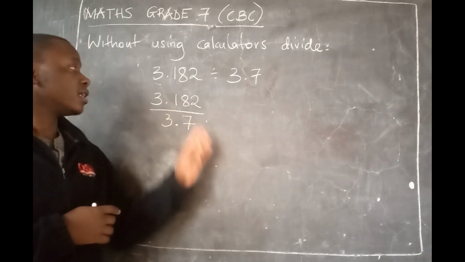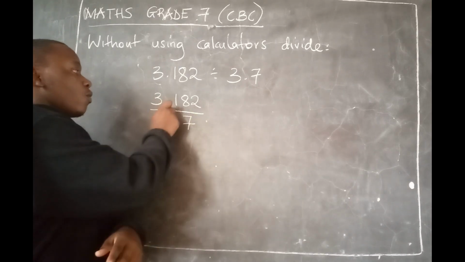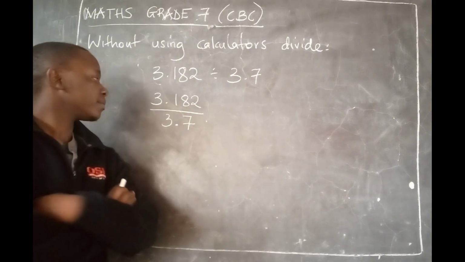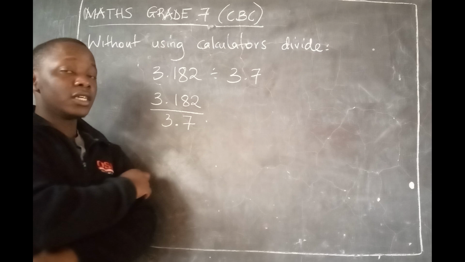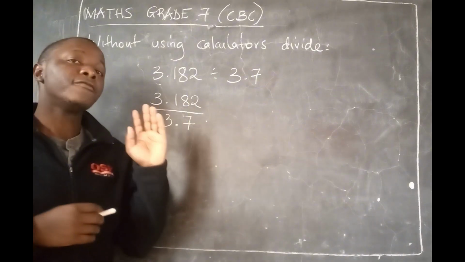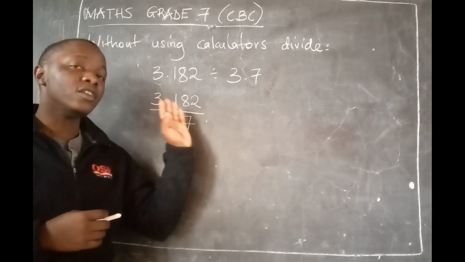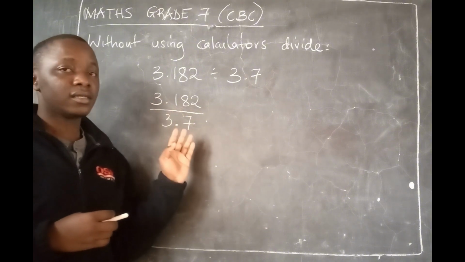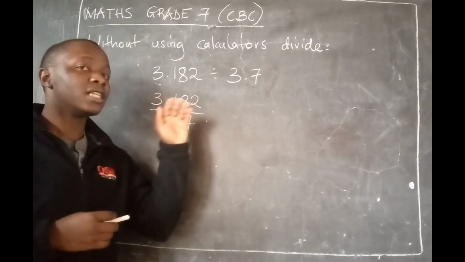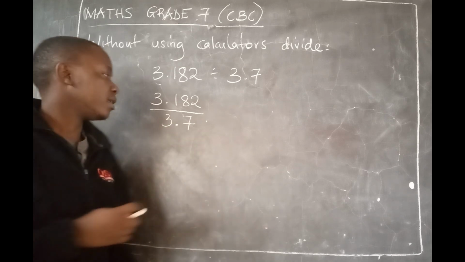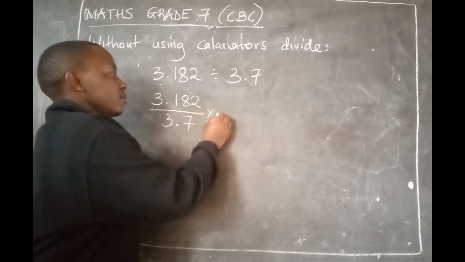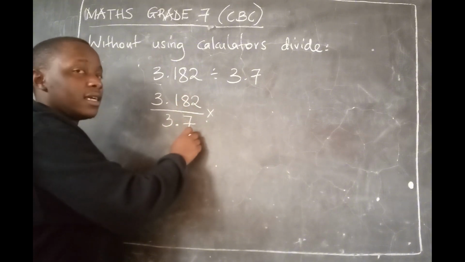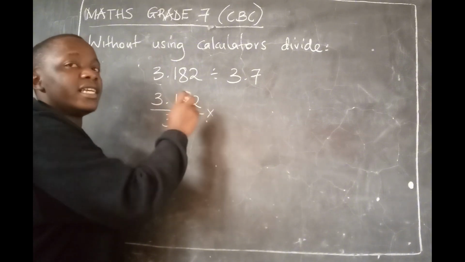For example, here we have 1, 2, 3. We have 3 decimal places. Here we have 1. So to remove the decimal places fairly, you multiply the denominator and the numerator by the multiple of ten for the number with the most decimal places. This is what I mean. You will say times 1, 2, 3. It has 3 decimal places. This has 1. So you multiply every side with 3 decimal places.